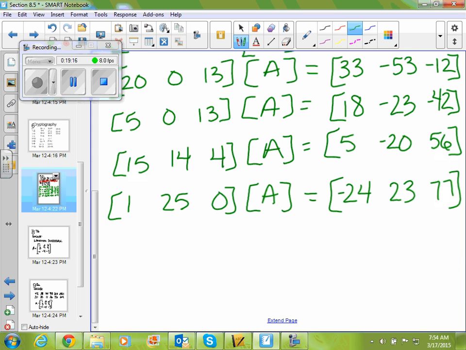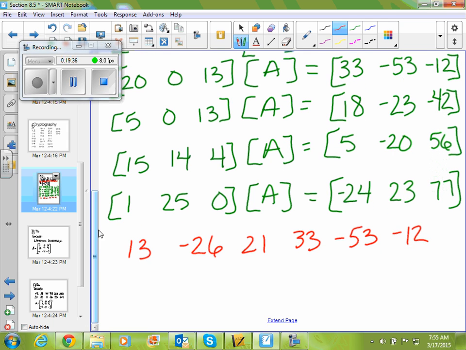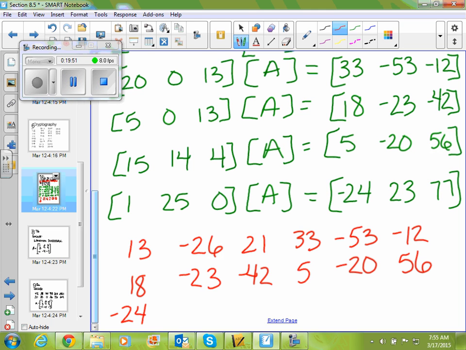Okay, once you have all of your matrices found, then you can take them back out of those brackets and just write your numbers in a list. So 13, negative 26, 21, 33, negative 53, negative 12, 18, negative 23, negative 42, 5, negative 20, 56, negative 24, 23, 77. That is your new encoding.